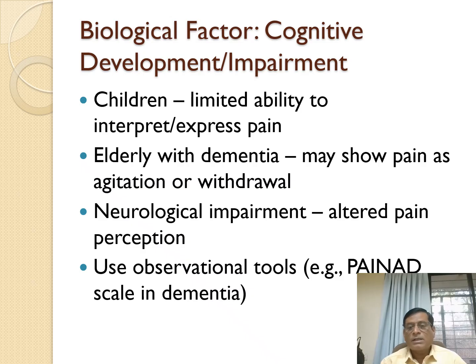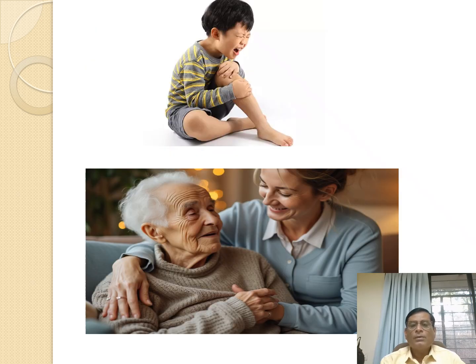Neurological impairment also can alter pain perception. Use observational tools, especially when you deal with cognitive and developmental factors. So you have pain scales in dementia. There are appropriate scales available, especially for elderly patients with dementia, so you should use those tools. You can see this picture.